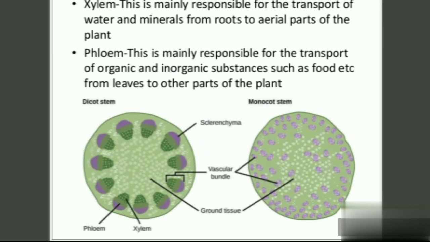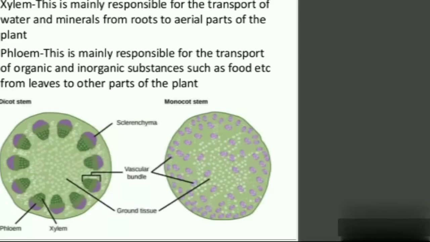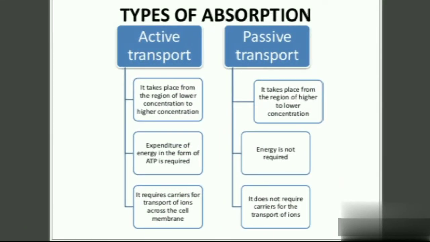Now what are xylem and phloem? Xylem is responsible for the transport of water and minerals from the root, whereas phloem is the translocation of food which is synthesized by the leaves. And this is the structure of xylem and phloem in monocot as well as in dicot. We know monocot and dicot are two different plants, so you will have a variation in the arrangement of phloem and xylem structures.